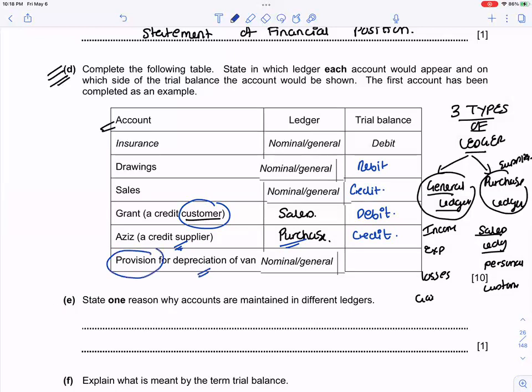Any provision would always be what? Credit. Any provision would always be credit. When I teach you once, I expect you all to refer to the material and memorize the things.